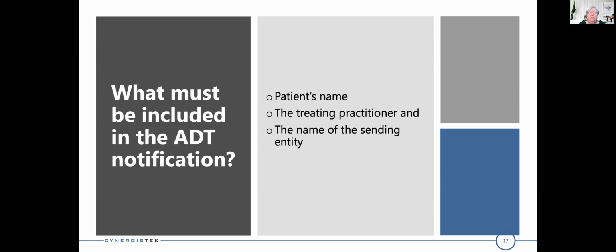You have to be able to share the patient's name, the treating practitioner's identification, and the name of the sending entity. So, who's the doc that cared for me in the emergency department, your hospital, and of course, the patient's name. Again, if you're sending any notification today, it's likely that you have that information already and you're processing it. But just make sure that you always include those 3 data elements in addition to any information that might be relevant about why the patient's being seen.